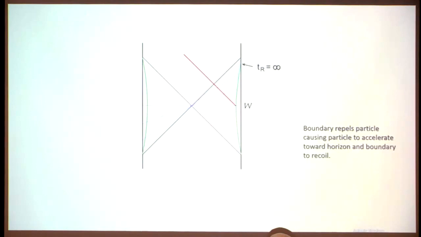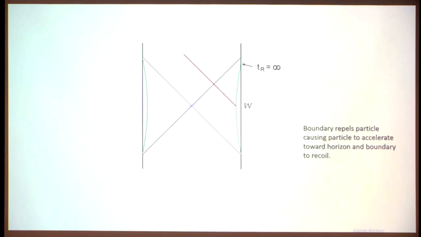The particle falls in to the horizon. At the same time, it gives a little bit of a kick to the boundary. I don't know if you can see that. Can you see that the green line has gotten bumped a little bit to the right? And the result is that what we called T right, which was up a little bit, gets moved down. That, of course, is the origin of a number of things, including traversable wormholes. But right here, it's just what it is.